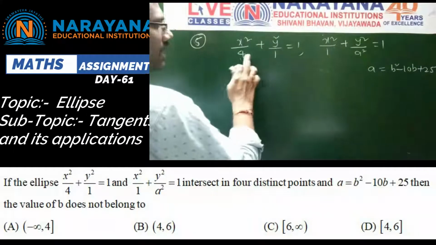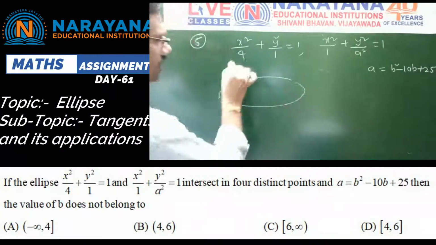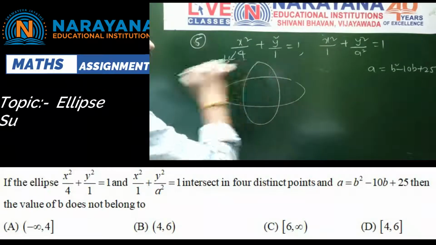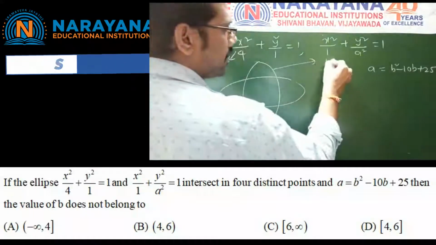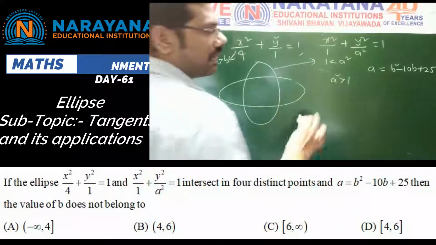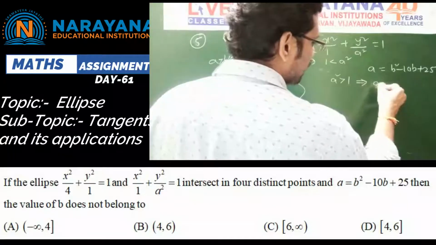This is the case a greater than b. Here a square is equal to 4, b square is equal to a greater than b ellipse. The first one is a greater than b. The second ellipse is a less than b. A less than b means 1 is less than a square, so a square is greater than 1. The length of a will always be positive. Therefore, a is greater than 1.